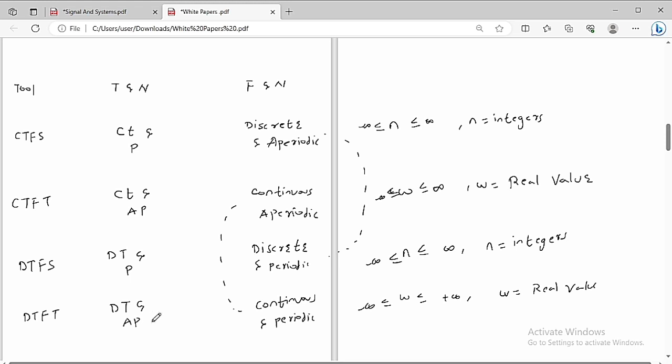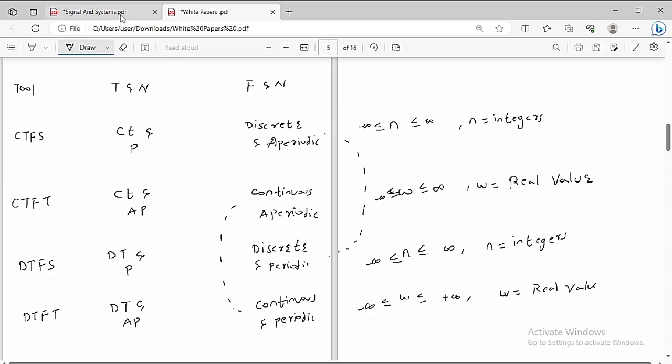Similarly, the discrete time Fourier transform is applicable to discrete time signals which are aperiodic in nature. For the discrete time Fourier transform, I've already told you the value of omega lies from minus infinity to plus infinity, and omega is a real value. So the graph you are going to get is a continuous graph, because omega is a real value, and it is periodic. So these two things you have to remember, and how the things are going to come, I explained. These things you always have to keep in your mind.